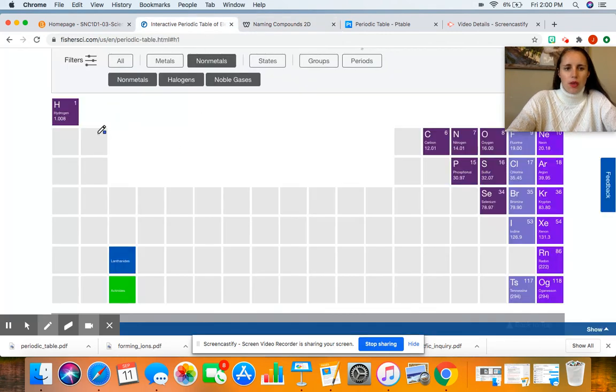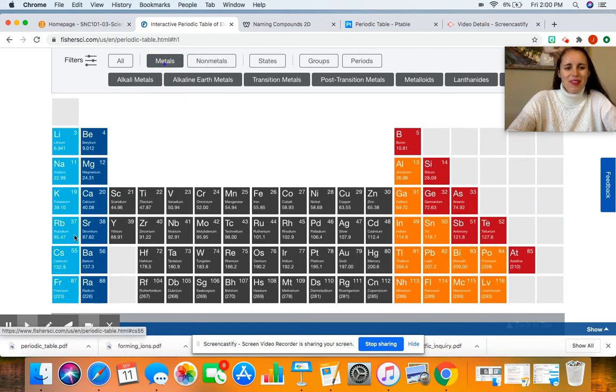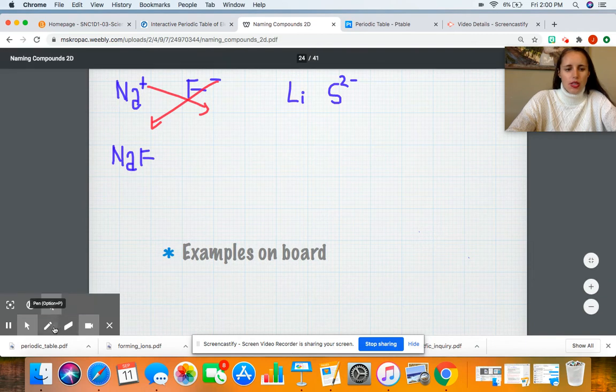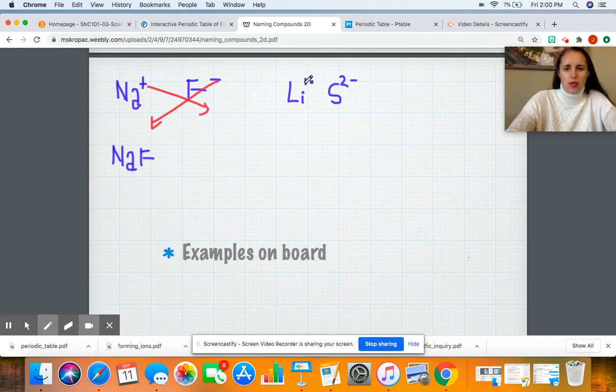I'm going to switch to my metals. I see lithium is over here. So lithium's in the first group. That means it has a charge of 1. So lithium has a charge of +1.